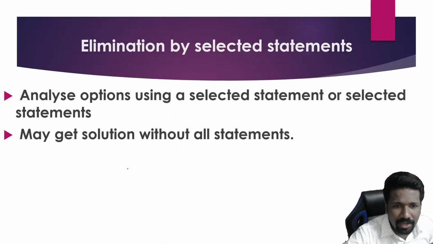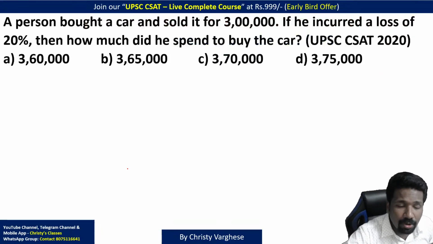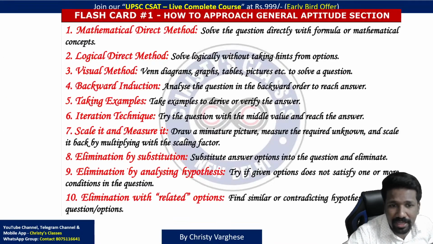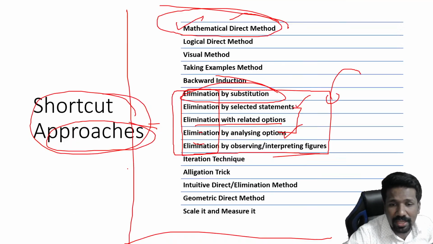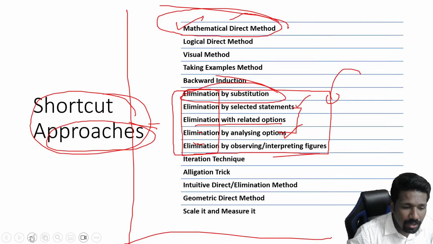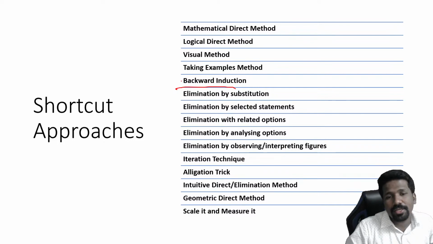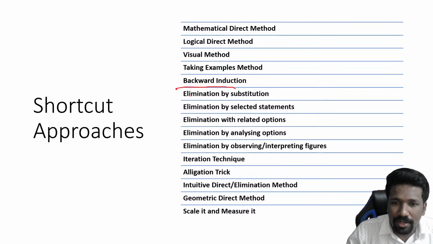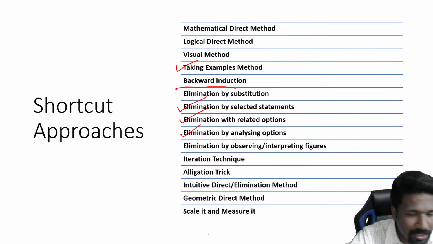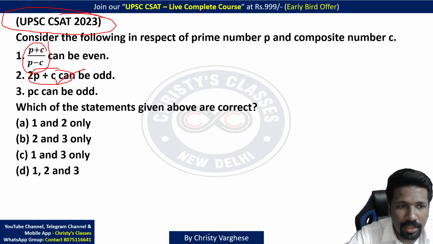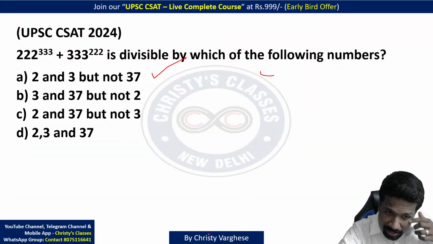But once again reminding, don't worry about that math or speed math aspects, we will be discussing them in detail in our upcoming classes in our complete course. So as I told, this seminar or this webinar is a part of our new course we are starting from November 18. Today we discussed elimination by selected statement, related option, analyzing option, and also the taking example method. All other methods also we'll be discussing in detail in our course with more and more previous year questions.